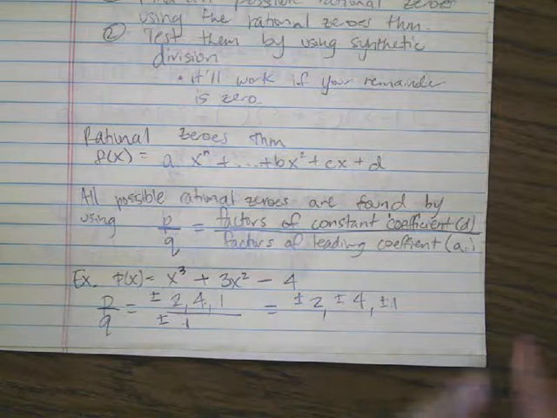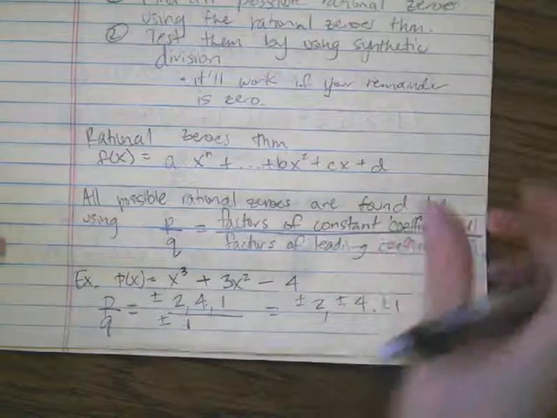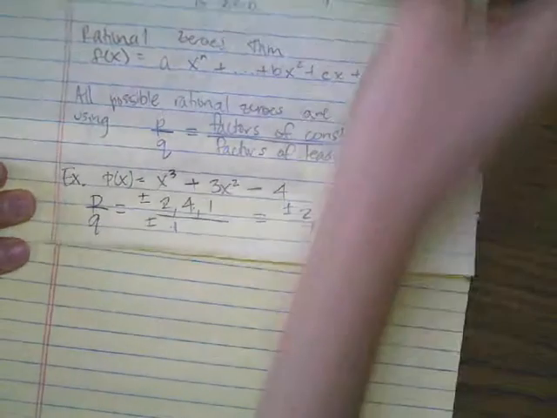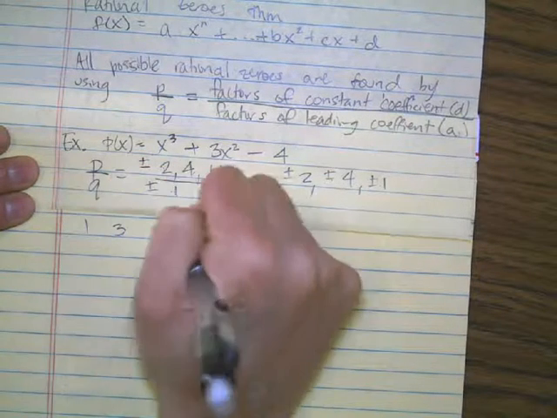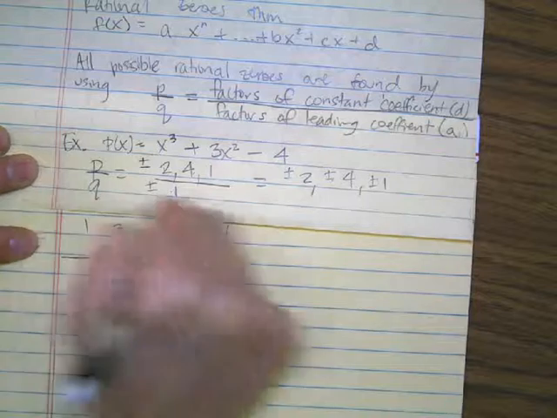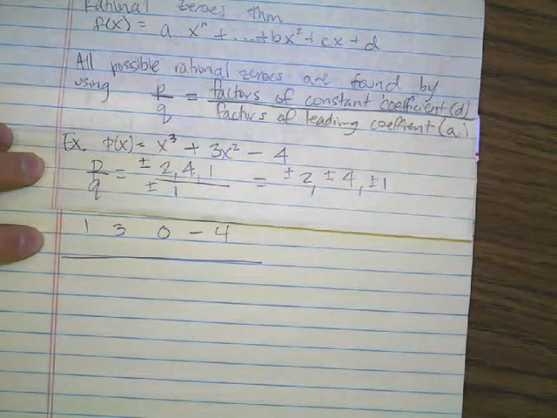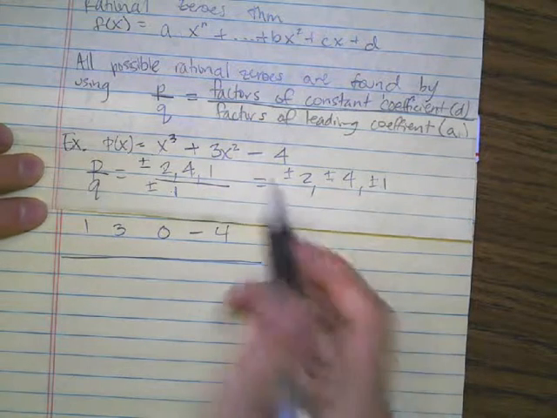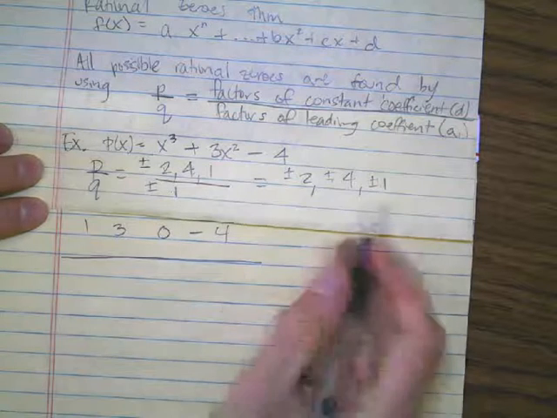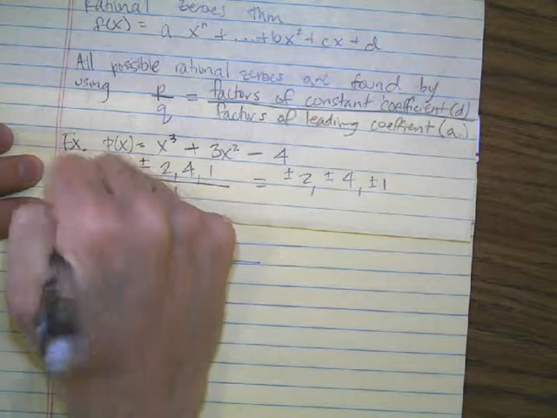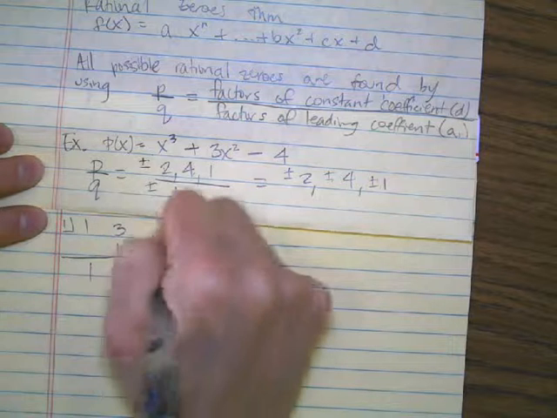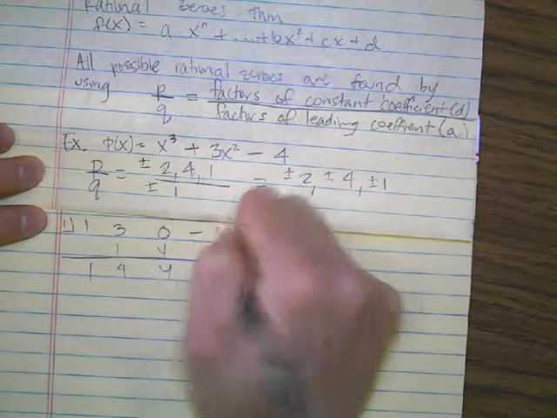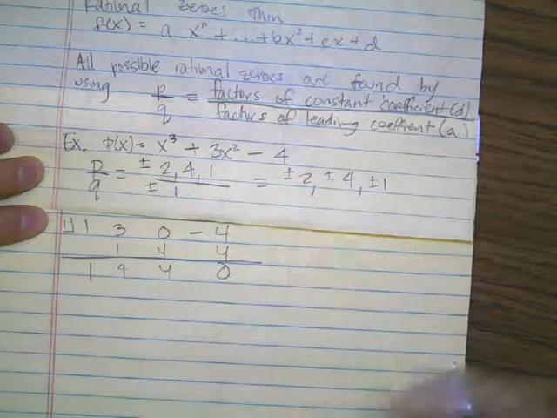So now we have to test, right? And how did I say we were going to test? Synthetic division, right? So now I'm going to write 1, 3, 0, negative 4 as my coefficients. I put a placeholder for x. Okay, and I'll just start with positive 1. So I bring down the 1. 1 times 1, add, 4, 4, 4. This works, right? 1 works. So 1 is a zero.